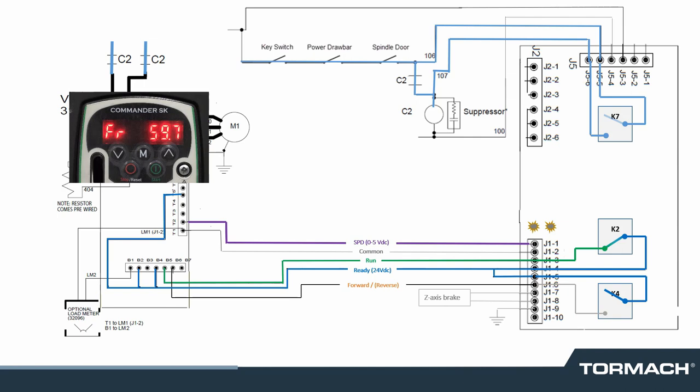Removing forward reverse, the spindle rotates in reverse regardless of the setting in path pilot. Removing speed, the VFD indicates FR 0.0. Removing common is equivalent to removing speed. Removing run puts the VFD to ready.